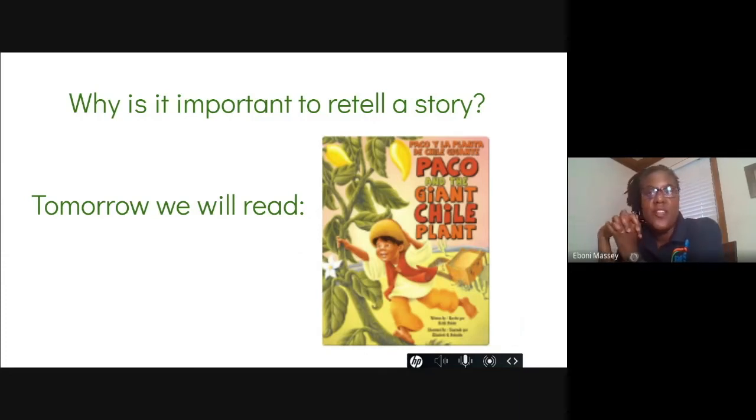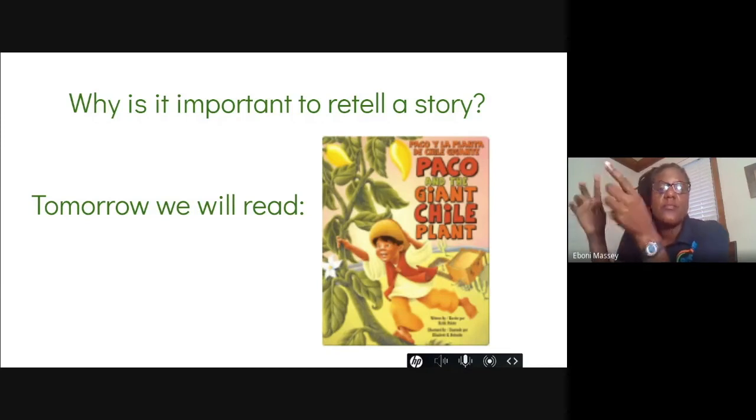Now, I want you to either whisper that to yourself, whisper it to one of your toys, if you have that near you, or whisper it to someone close by. Why is it important to retell a story? It's exactly right. It's important to retell a story because you want to be able to tell important events as well as key details. And you want to be able to tell those things in order.